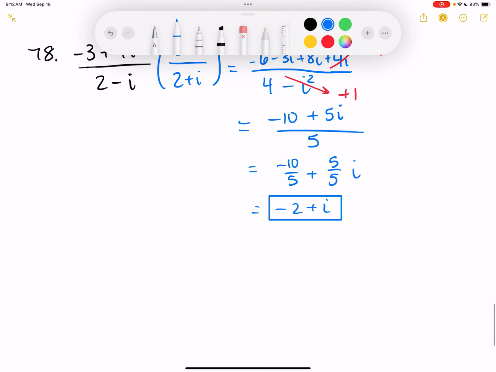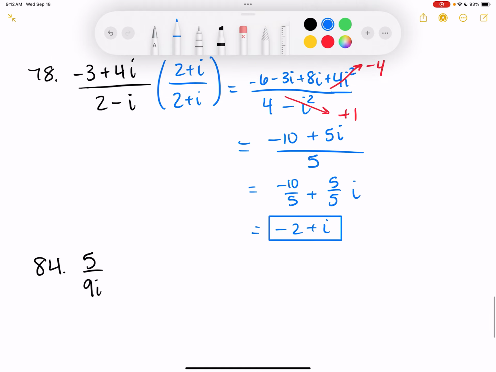And last one, and we're done. 84: 5 over 9i. Now, this one's a little different. What do you see that's different about this one compared to this problem here? The i's only on the bottom. There's only an i on the bottom. What else? Right, they're not being added or subtracted by anything.